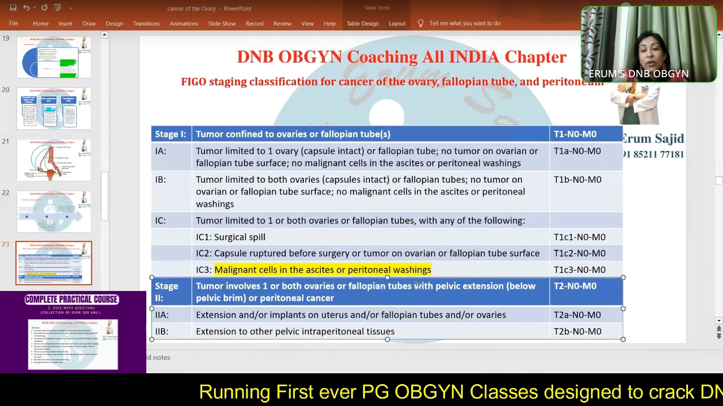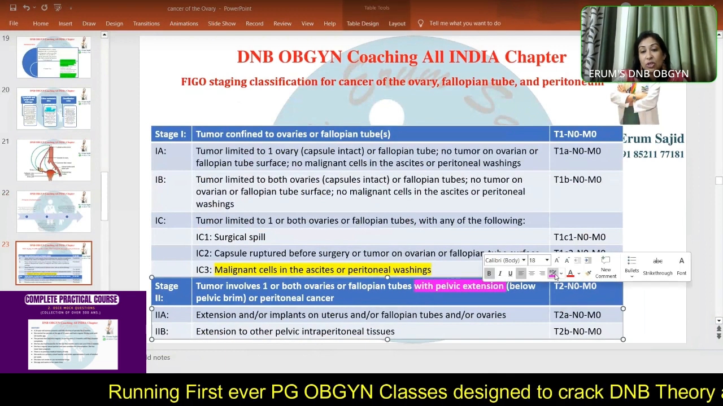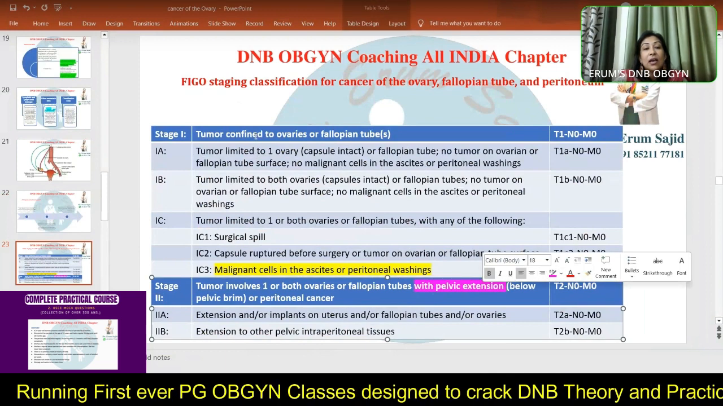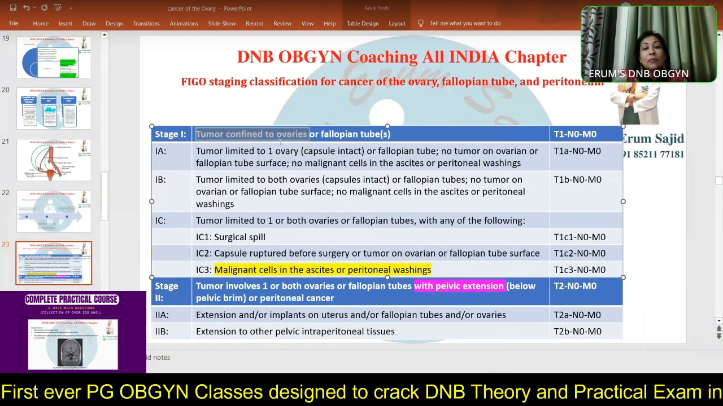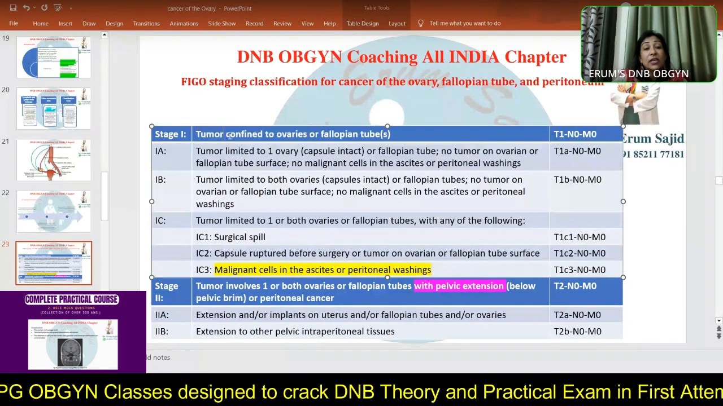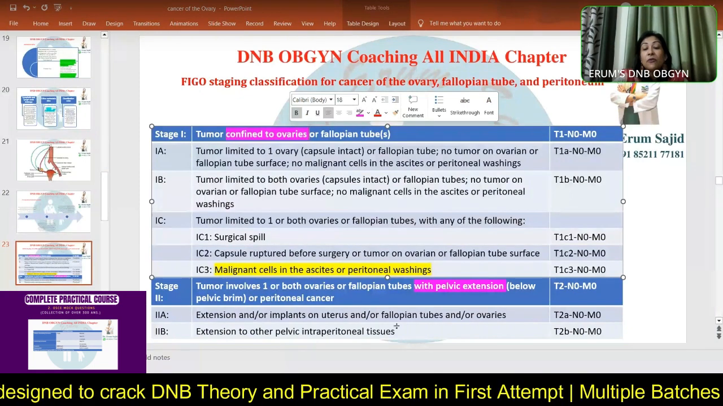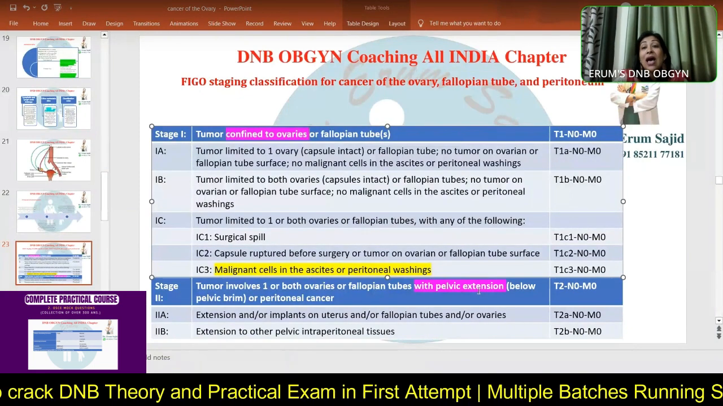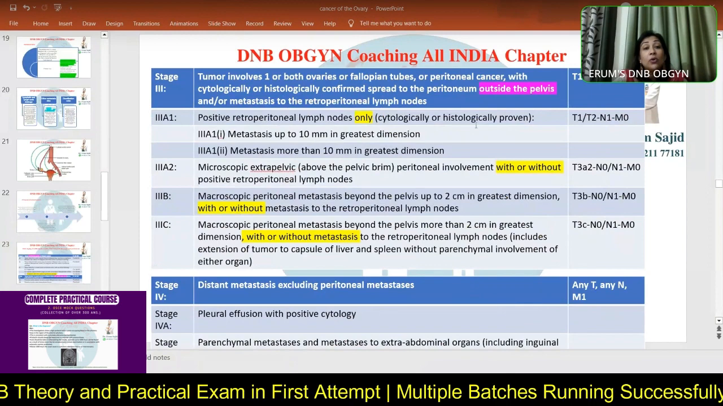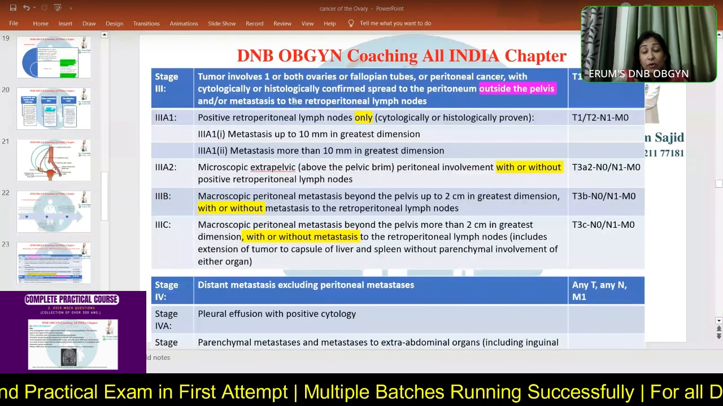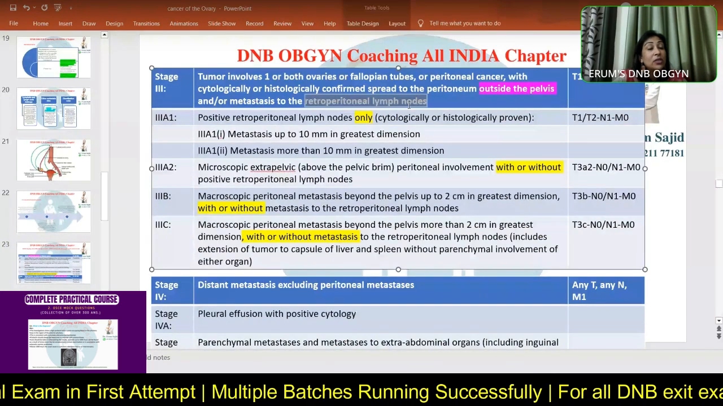within the pelvis, within the pelvic extension, and this says confined to ovaries. These are very important words, the buzzwords that you have to remember. Confined to ovaries, within the pelvis, outside the pelvis, or to the retroperitoneal lymph node. That's also very important. Retroperitoneal lymph node involvement. This is all stage 3.